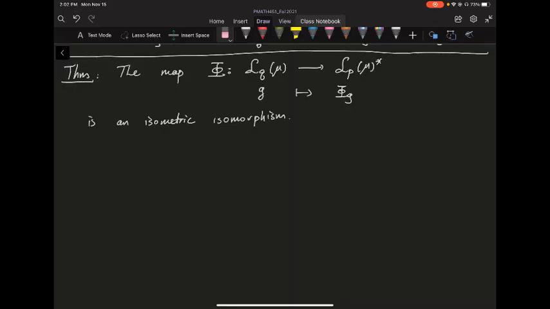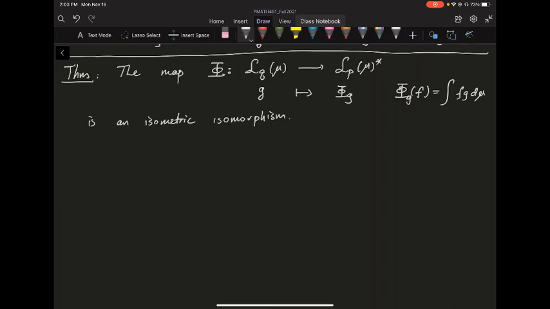So from last video, we saw this map. If I give you an LQ function g and I define a map, which is called phi g, let me remind you, this phi g, if I evaluate on an LP function f, it's basically the integral of the product of f and g with respect to d mu. And we saw from last time this phi g is in the dual space of LP.